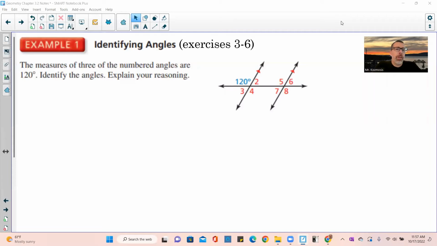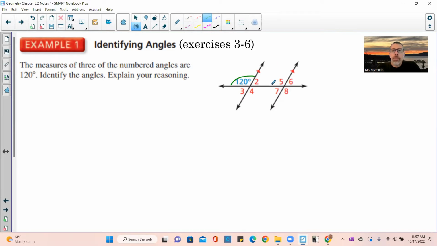Okay, this is example 1, identifying angles. After this example is done, pause the video. You should be able to do problems 3 through 6 on your homework after that. The measures of 3 of the numbered angles are 120 degrees. Identify the angles. So this is 120 degrees.